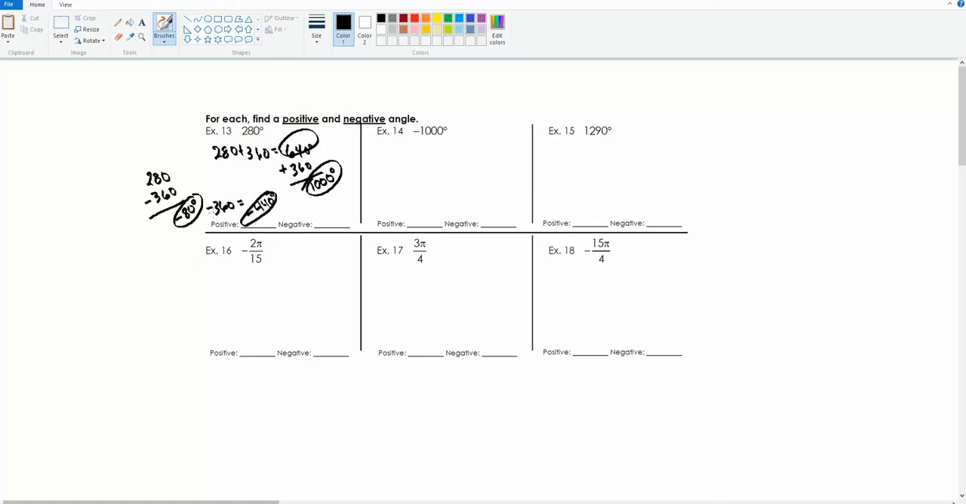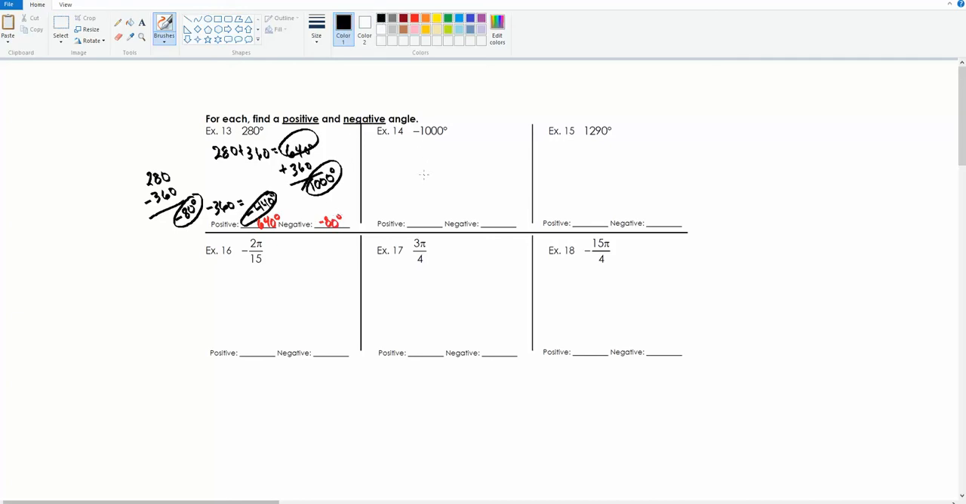So there's an endless amount of coterminal angles. We just have to keep going around the circle. I could keep on adding 360 and find more coterminal angles, or keep on subtracting 360 and find more negative coterminals. But over here, it just said to find one, so I'm just going to find the immediate one. Let's say for positive, let's put 640, and for negative, let's put negative 80. Okay.